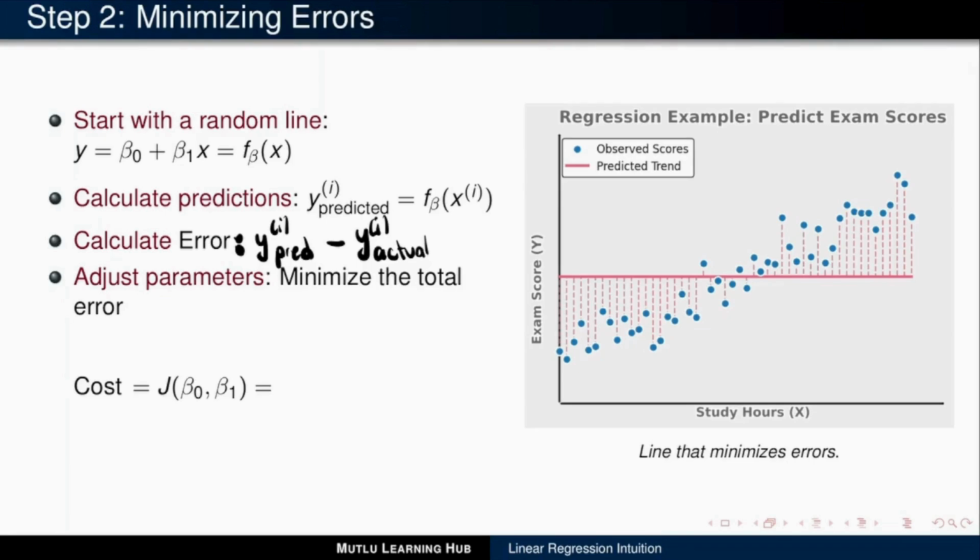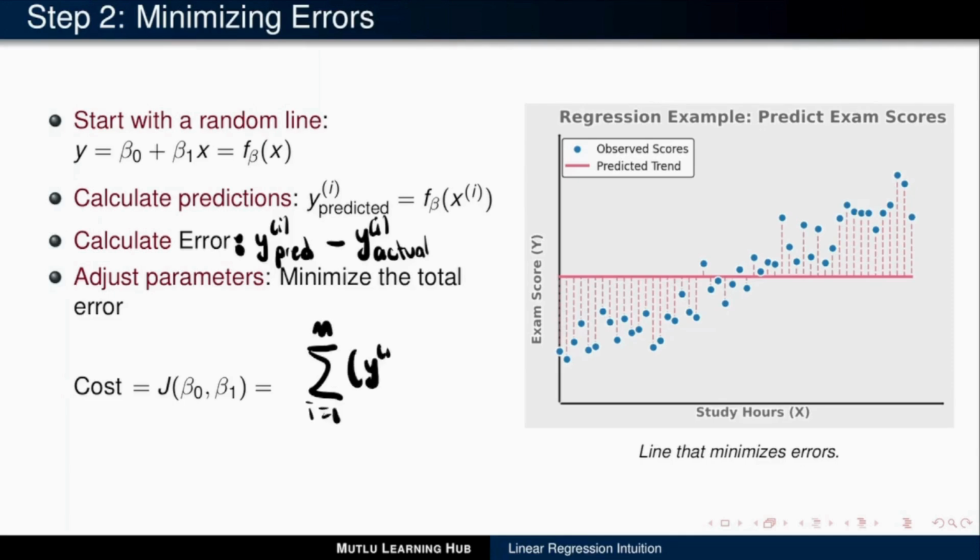So if we just added up the errors, the positive and negative ones would cancel out and we would get something misleadingly close to 0. To fix that, we square the errors. This way, every mistake counts as positive and larger errors are penalized more heavily. It's like saying small misses are okay, but big misses are really bad. Then we sum up all the squared errors.